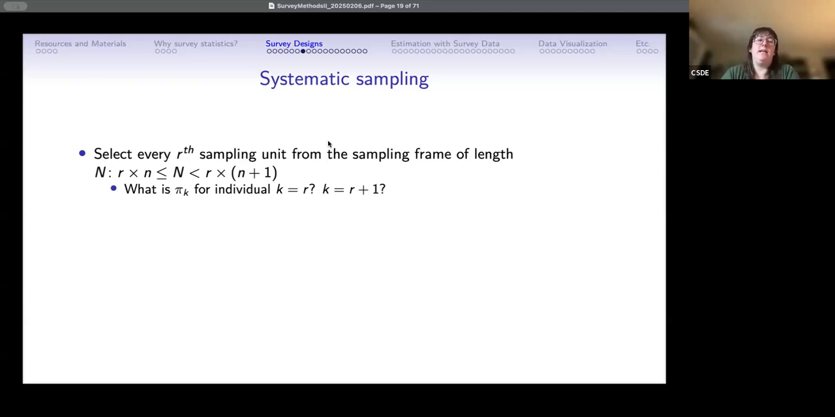In this context, what is pi of k, or the probability that individual k gets into the sample if k is equal to r, or 8 in this example? What's the probability that the 8th individual gets into the sample?